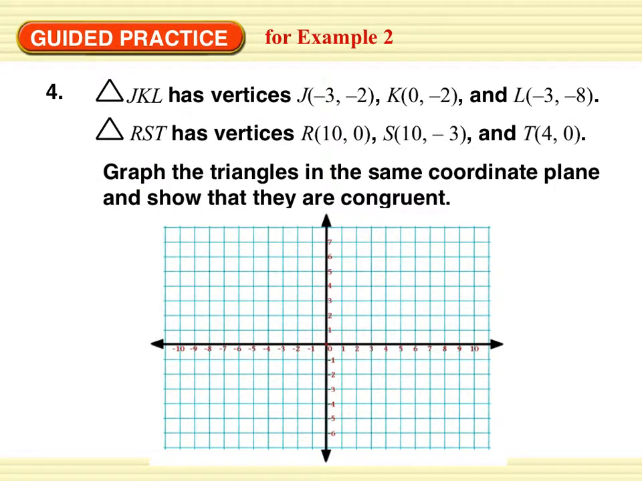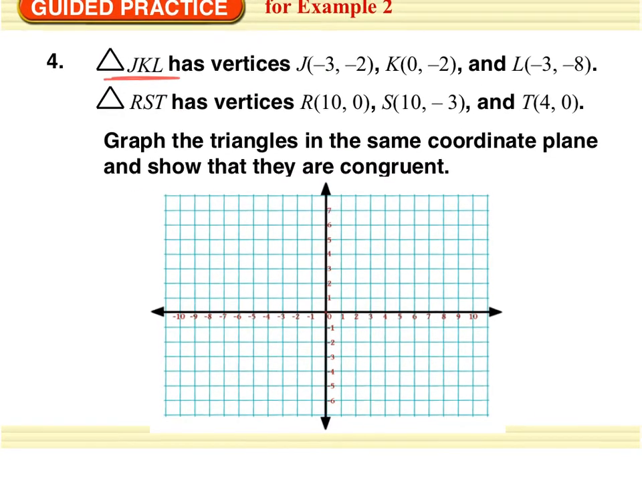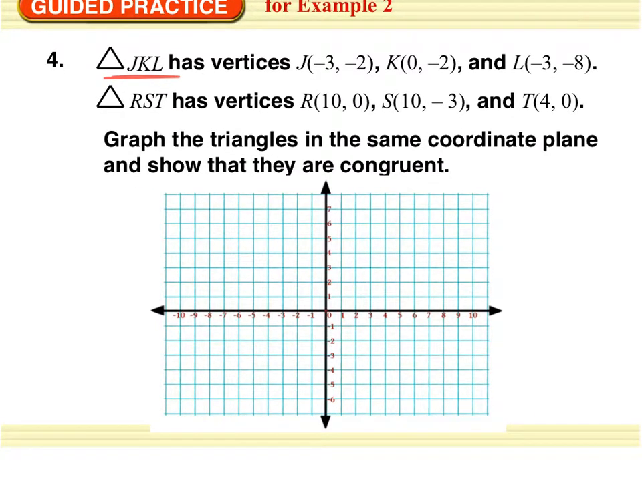Now this one was taking a little long. Again, I'm going to graph each one. Let me graph JKL. I'm going to graph that in red. So I'm going to go through and graph each ordered pair. So ordered pair J is -3, -2. I'm going to label it as J.